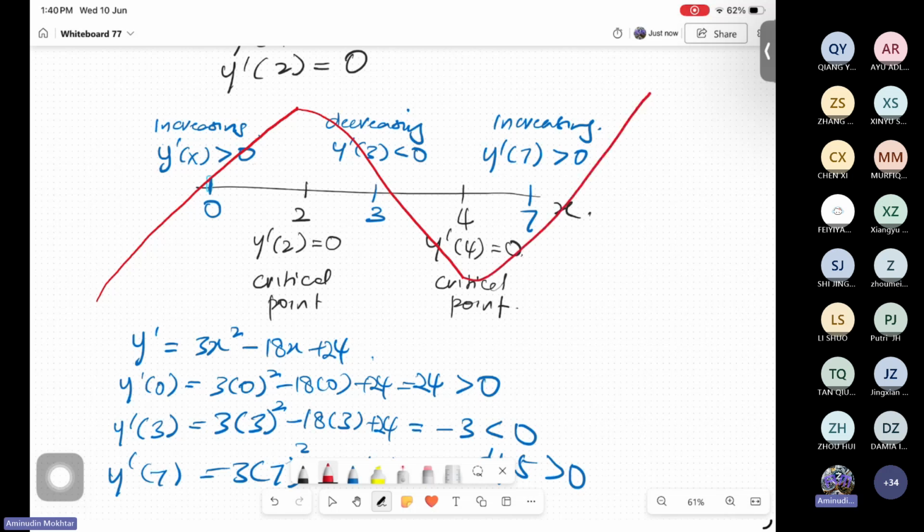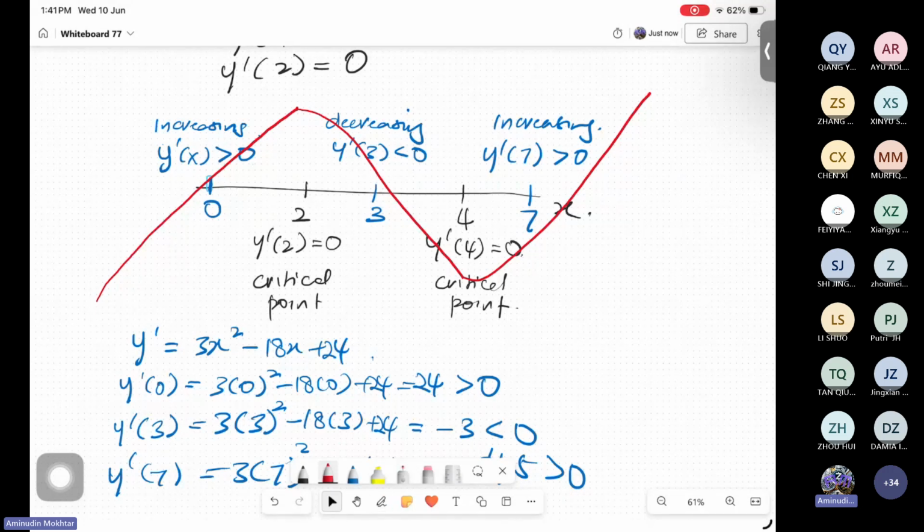So we can conclude that when x is less than 2, the function is increasing because there is a positive slope, the positive value of the first derivative. Between 2 and 4, the function is decreasing because the slope is negative, the value of the first derivative is negative. When x is greater than 4, the function is again increasing since the slope is positive, or the value of the first derivative is positive after x equals 4.